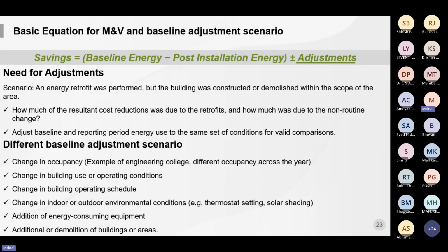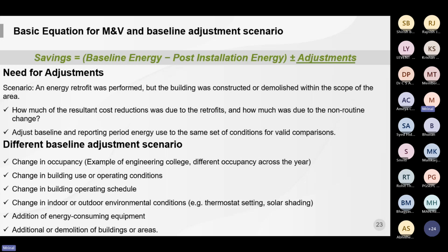So this is the basic equation for estimation of the energy savings. It tells about the baseline energy consumption minus post-installation energy consumption plus or minus the adjustment which comes after the installation of the project. Why is adjustment important? It is very important because an energy retrofit was performed, but in some cases a new building was constructed or some portion of the building was demolished. So your area has changed now. That is why the adjustment is needed.